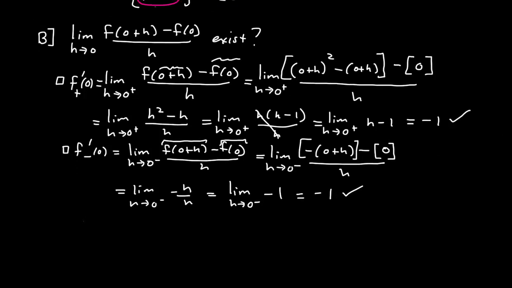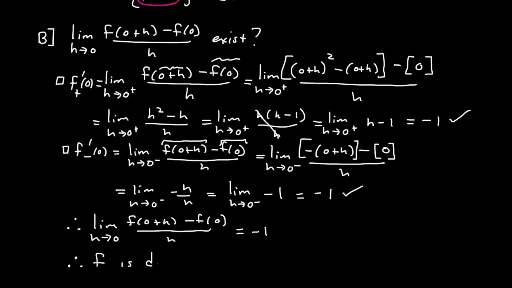And so since those two limits are equal, I conclude, therefore, the limit as h approaches 0, period, of f of 0 plus h minus f of 0 all over h, in fact, equals negative 1. It exists and equals negative 1. And since the limit of the difference quotient exists, I can say, therefore, f is differentiable at x equals 0.